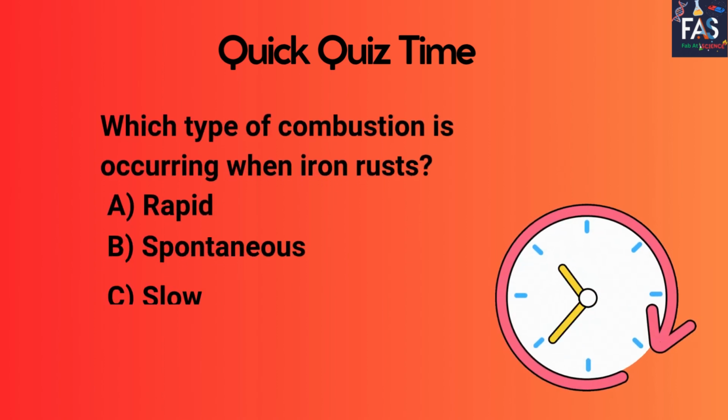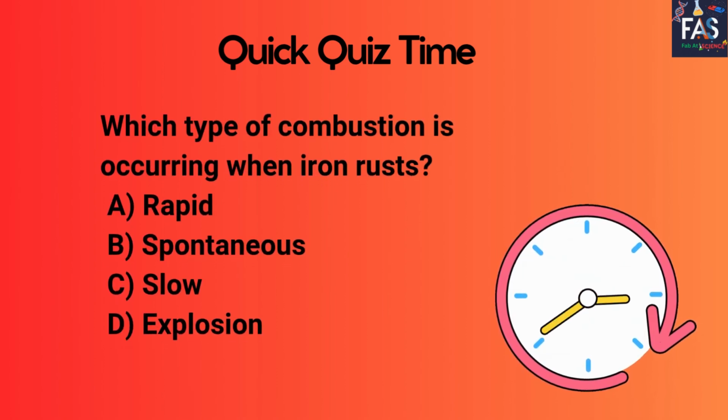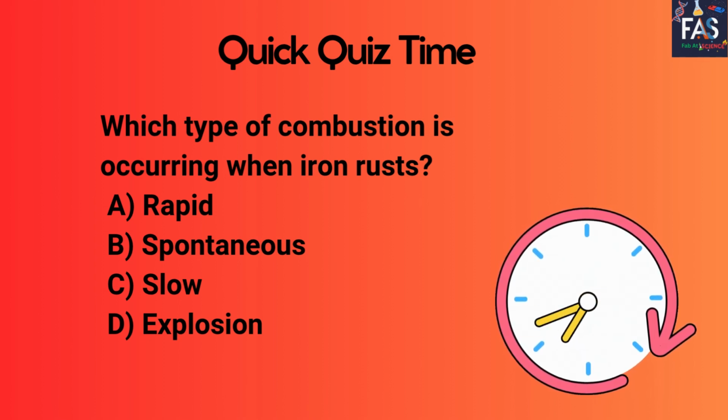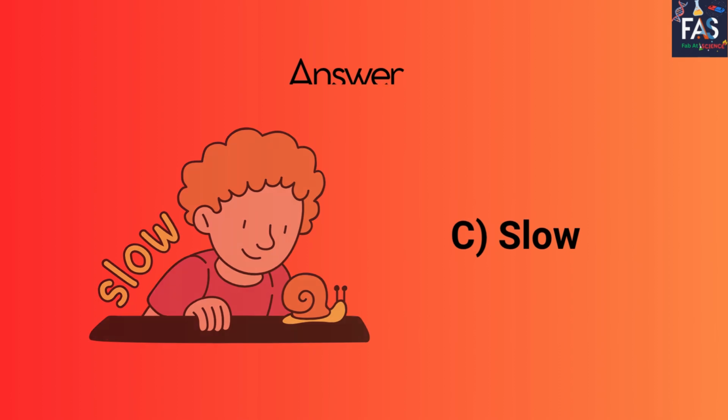Quiz time. What type of combustion is occurring when iron rusts? A. Rapid. B. Spontaneous. C. Slow. D. Explosion. Answer. It is slow combustion. Though not a flame, it is a slow chemical reaction with oxygen.